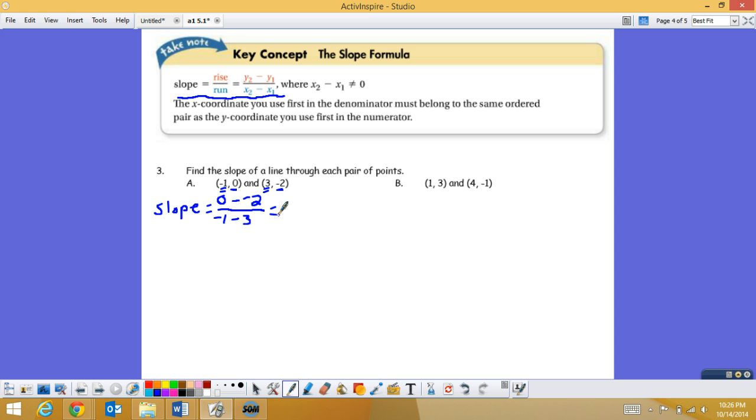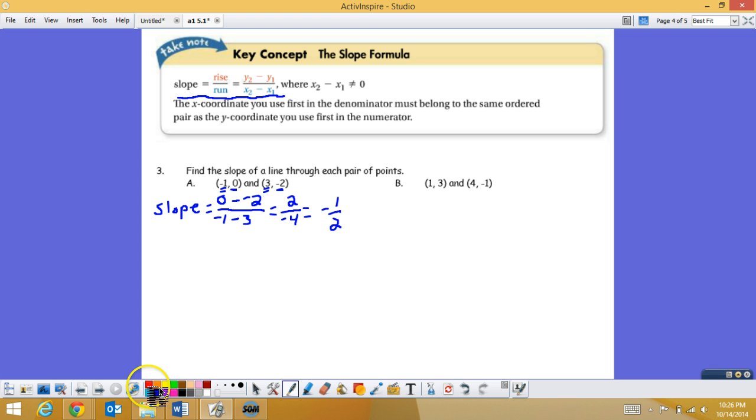So when we calculate this slope, 0 minus -2, well, that becomes 0 plus +2. So we're going to have 2 on top, -1 minus 3 is -4 on the bottom, and then you do any simplifying you can do, which in this case is -1/2. So the slope of the line through those 2 points is -1/2.